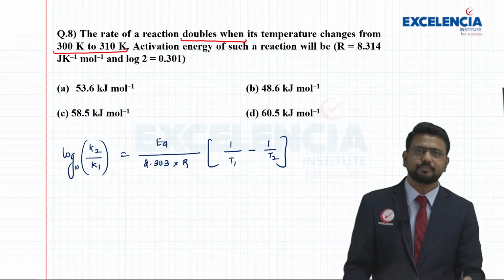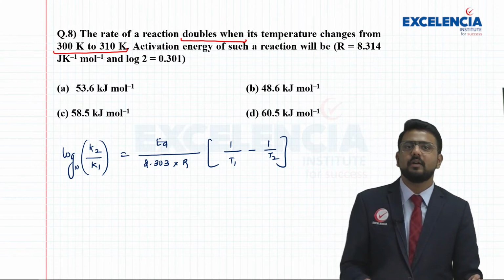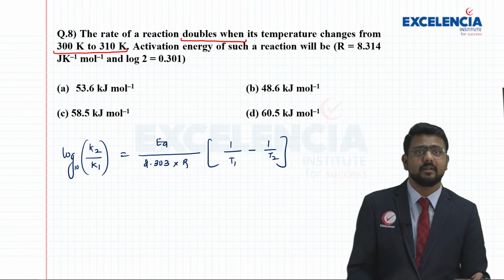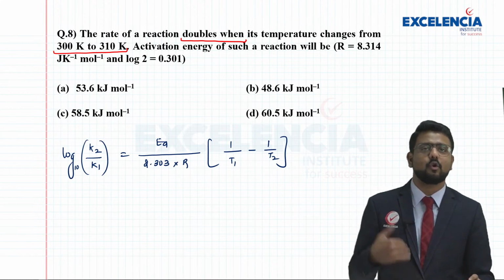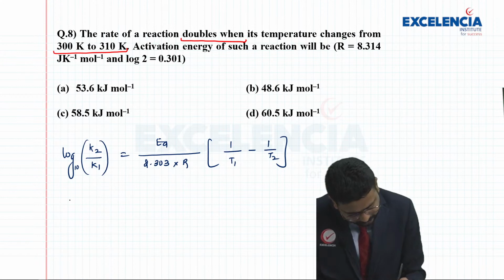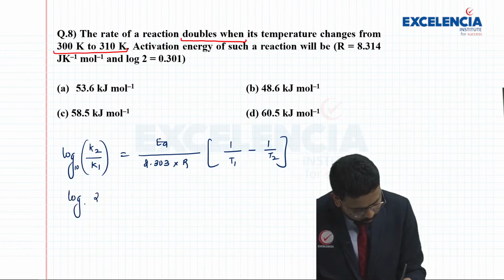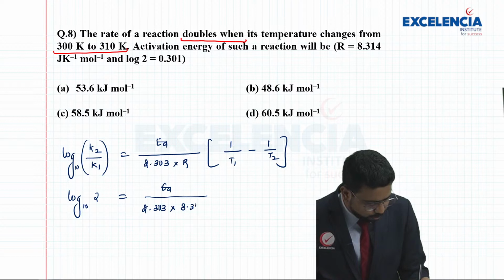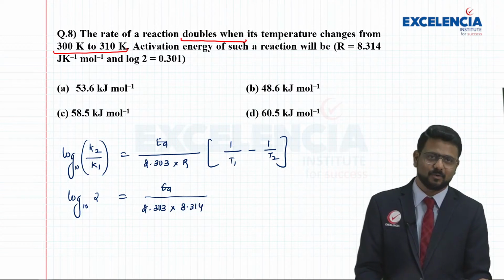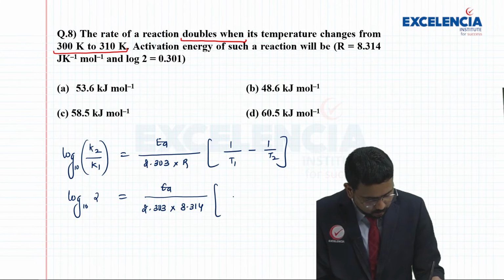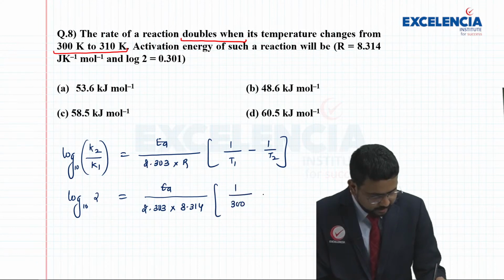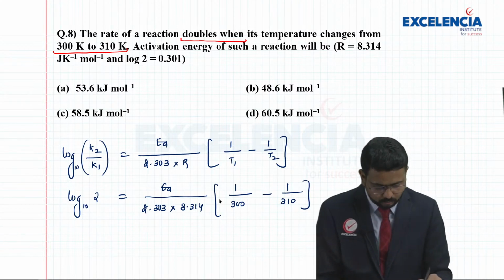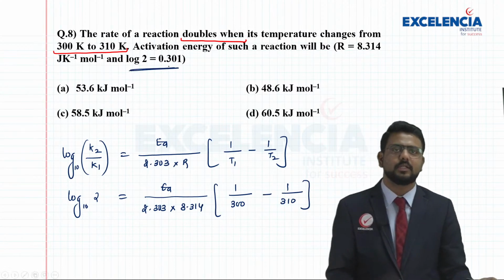This is the formula. So, 2 different temperatures, 2 different rate constant values. Now, they are saying that rate is doubling. So, obviously, rate constant is going to double. So, in short, we can say this particular expression is going to be log to the base 10 of 2, which is equal to EA divided by 2.303 times R, where R value is 8.314 because we are considering the SI unit here, times 1 over 300 minus 1 over 310. Now, log 2 has been given to us as 0.3010.